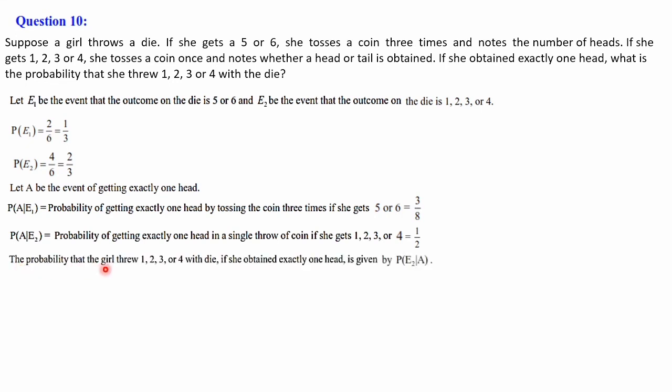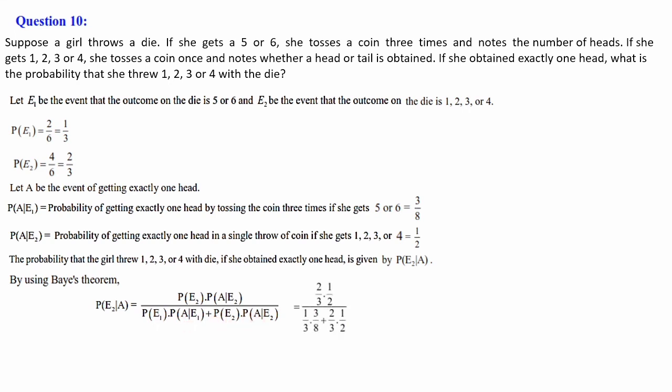Next, the probability that the girl threw 1, 2, 3 or 4 with the die if she obtained exactly 1 head is what the question asks. If she obtained exactly 1 head, what is the probability that she threw 1, 2, 3 or 4 with the die? That means the second event, E2. So probability of E2 given A, by using Bayes theorem we can write the formula. Probability of E2 given A is equal to P of E2 into P of A given E2, divided by total probability, P of E1 into P of A given E1 plus P of E2 into P of A given E2. Let's substitute it. P of E2 is 2 by 3.